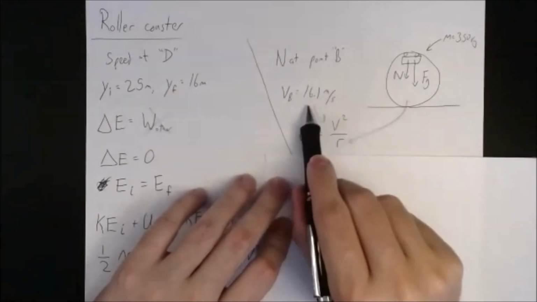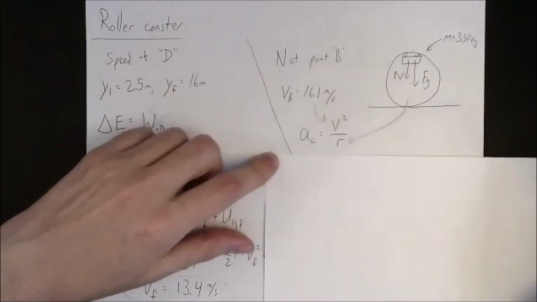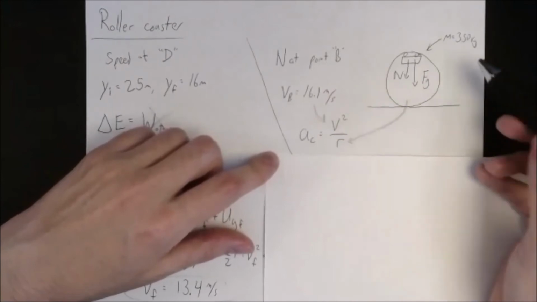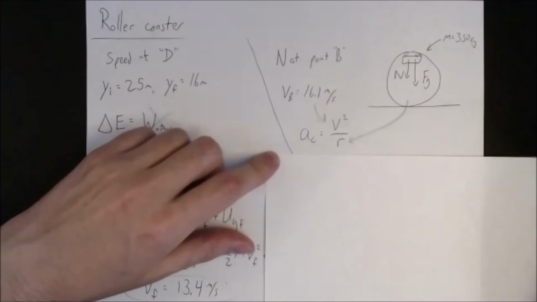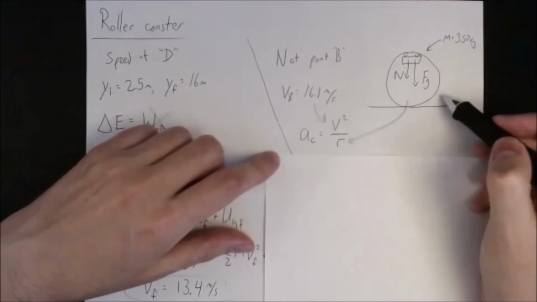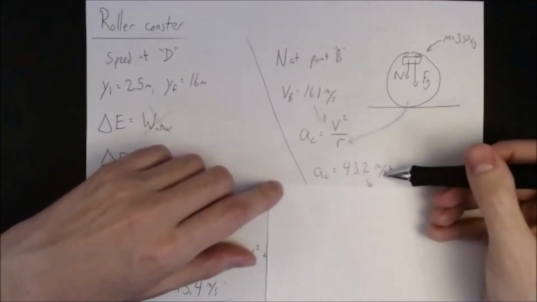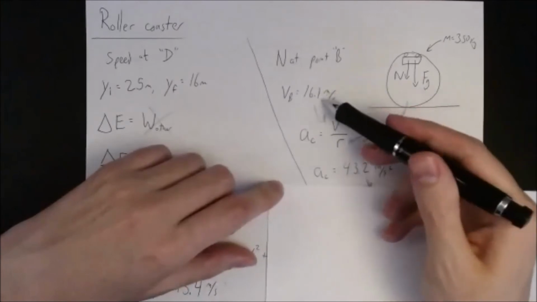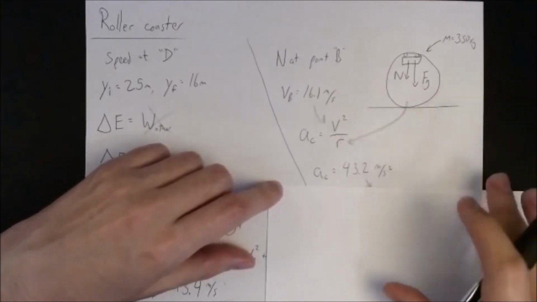V, we got that in the previous part that was about energy. It was 16.1. Plug that in there. The radius, I believe it was a 12-meter loop, and so the radius is 6 meters. You can look back on the diagram for that. And we can find the centripetal acceleration from that. 16.1 squared over 6, 43.2 meters per second squared. That's kind of a lot.